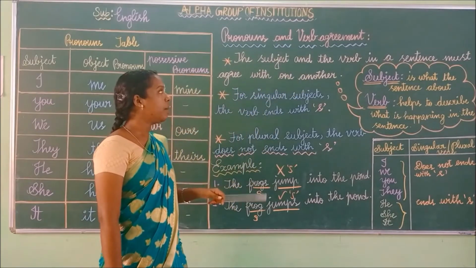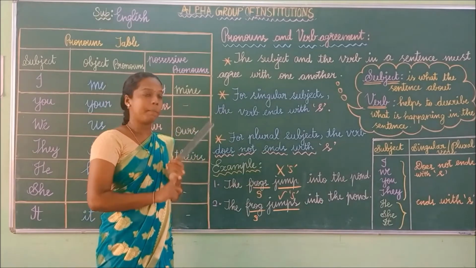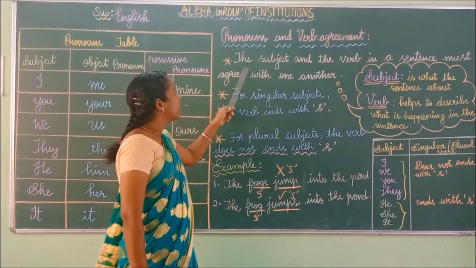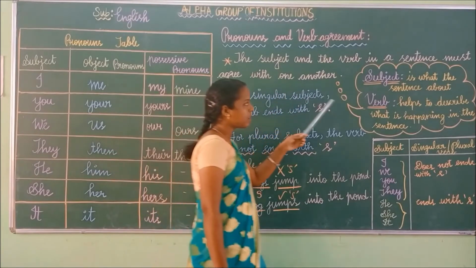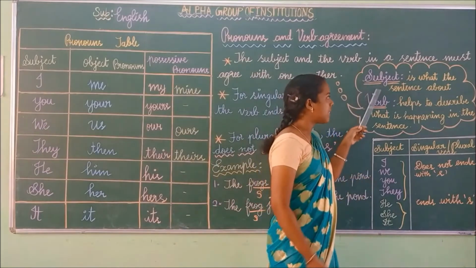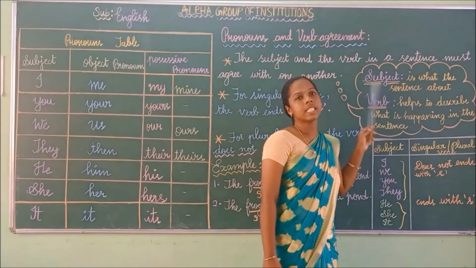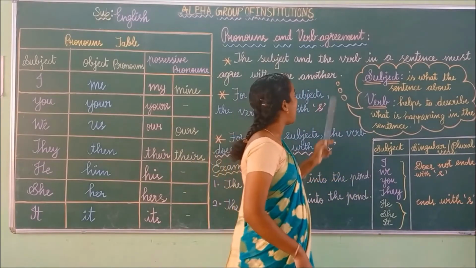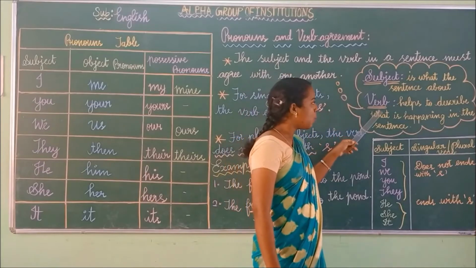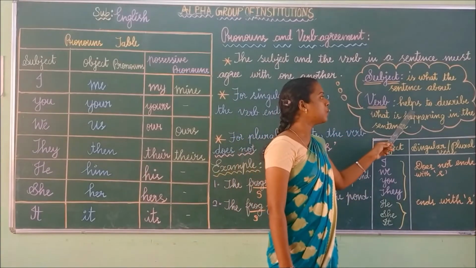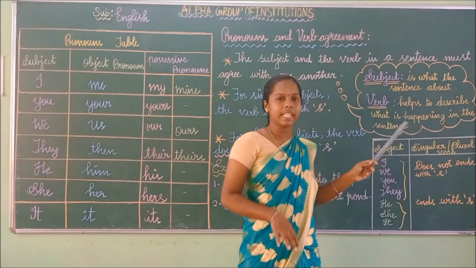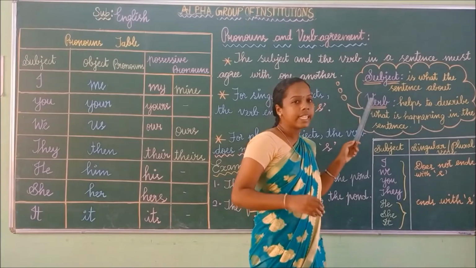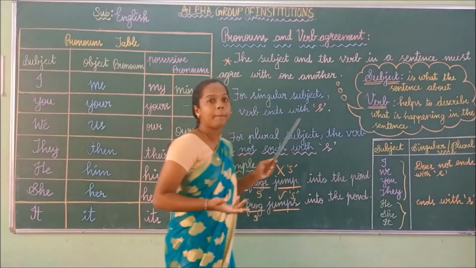Pronouns and verb agreement. We have learned what pronouns are. Now we will see pronouns and verb agreement. What is the subject? Subject is what the sentence is about. And what is a verb? A verb helps to describe what is happening in the sentence.